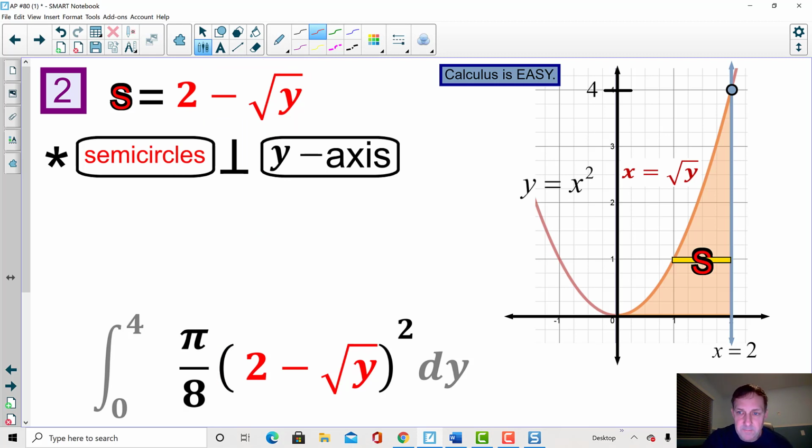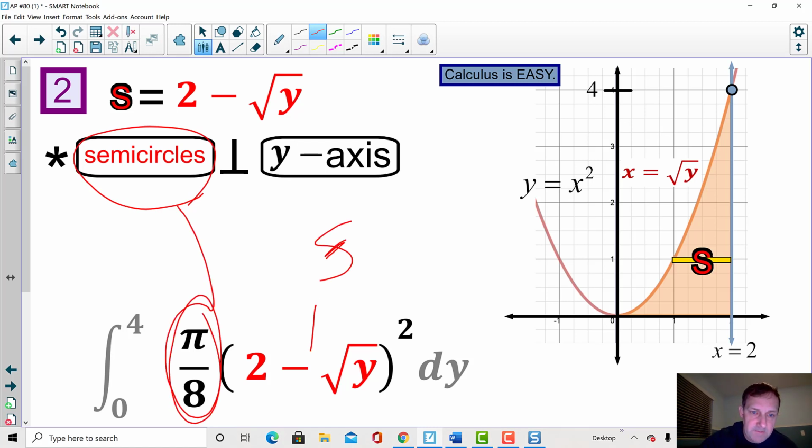But that's basically it. So this different shape of semicircle, all it did was just give us a different factor in the front. Our s did not change. We had the same s, and it's almost always just going to be a number times s squared. For semicircles, that number is pi over 8.